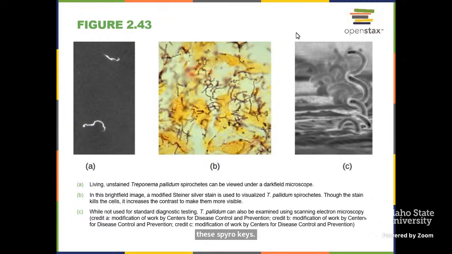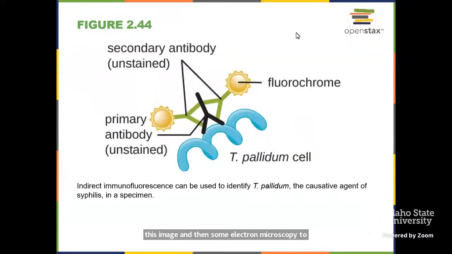So we showed some of these spirochetes, this tail end of this bit. With a dark field microscope image, we can see those spirochetes. We can use some silver staining, a procedure that we didn't show as one of these steps, but a similar sort of idea where they're attracted to these cells, giving us this image, and then some electron microscopy to visualize the little corkscrew cells.